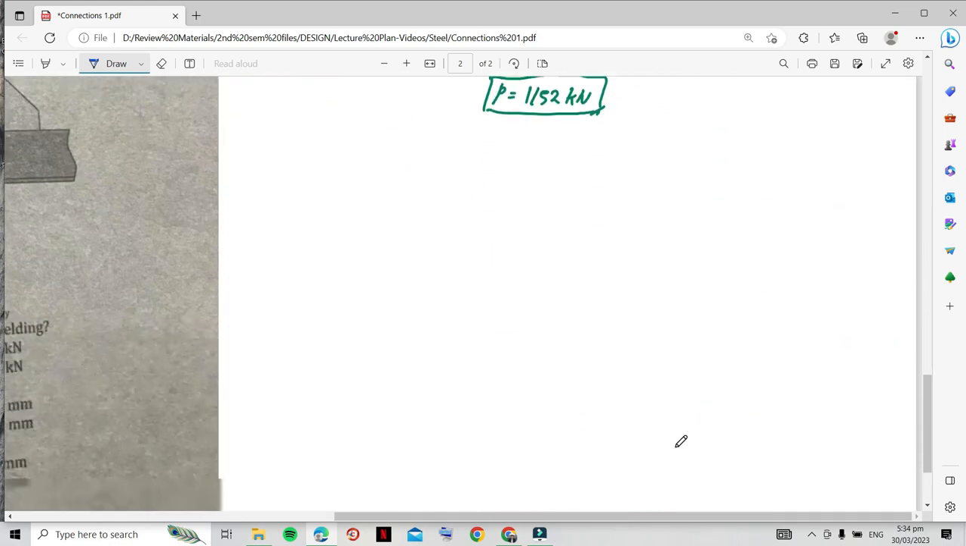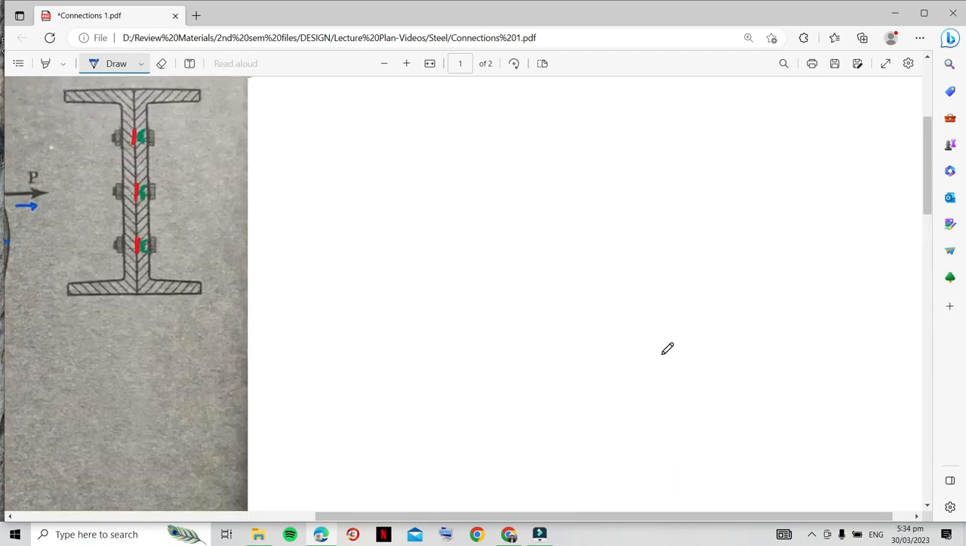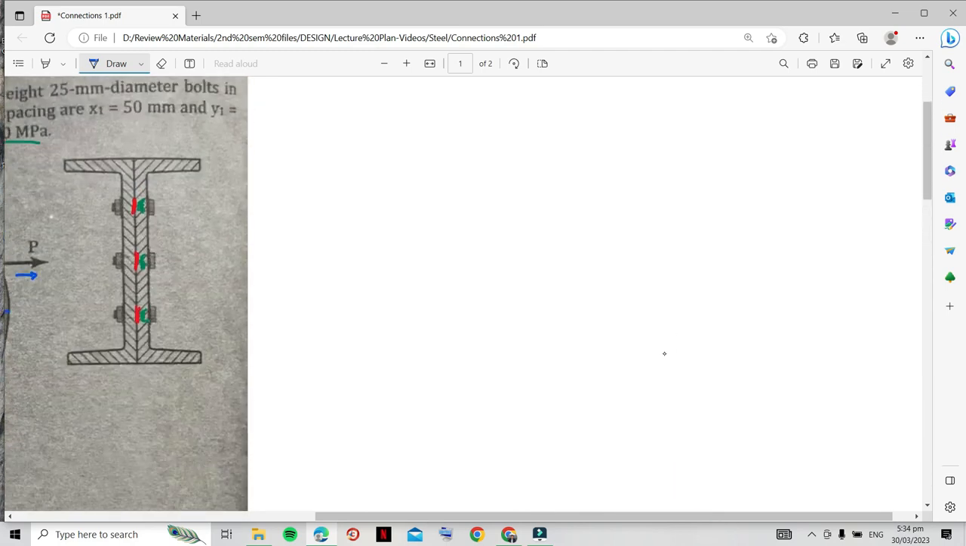I'm just going to write it here at the bottom. No, I can write it here again. So the third question: block shear.